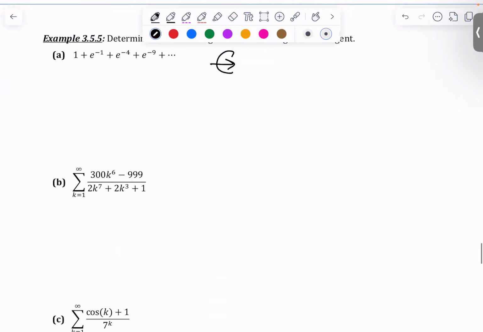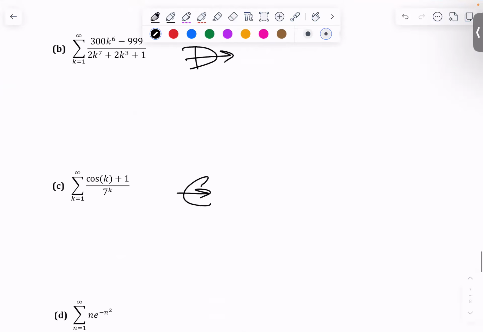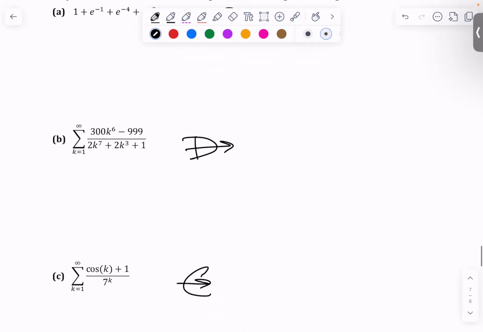This one is divergent. This one is convergent. And this one is convergent. And there's two different ways you can do D. There's a long way and there's a quick way. So anyways, feel free to do those ones. I'll have them worked out for us in class on Thursday to look over.